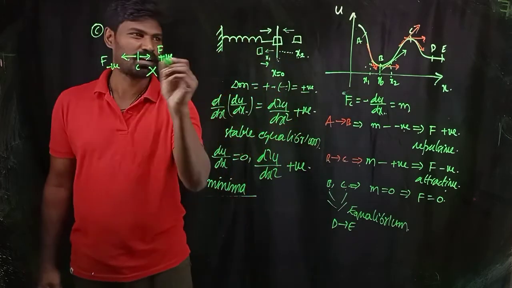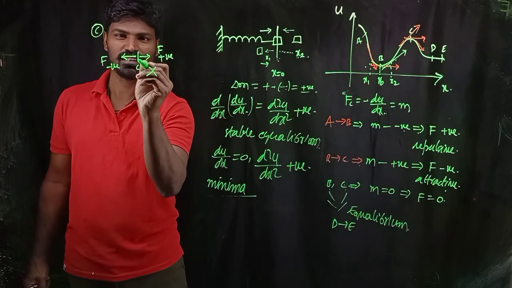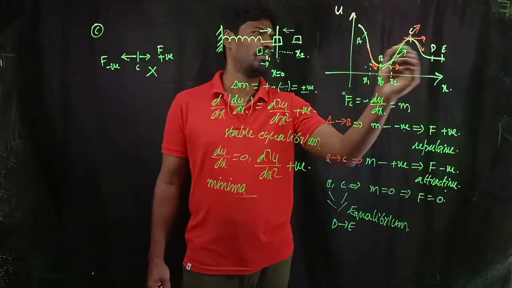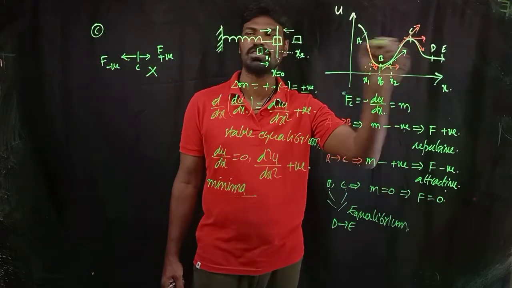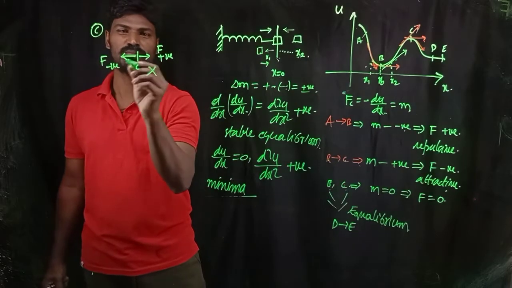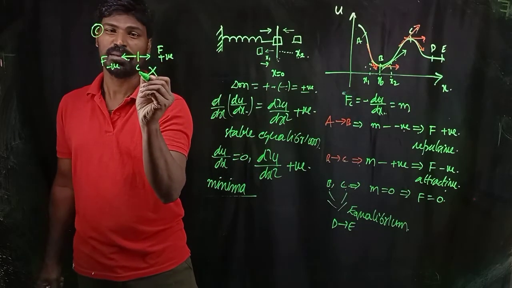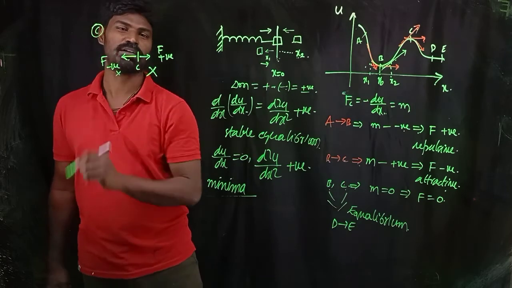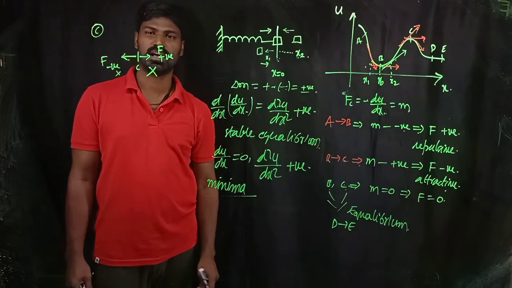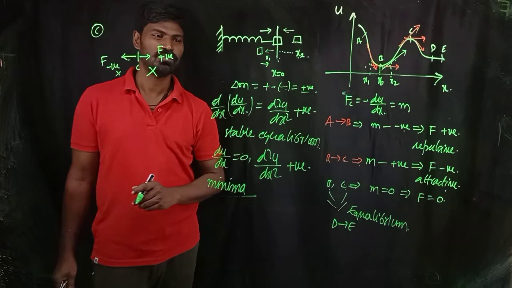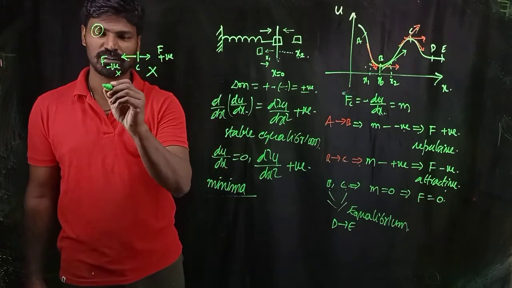But contrary to this situation, when the body is displaced to the left direction, slope is positive, which means force is negative. Here the force is negative, which means the force acting on the body is away from this equilibrium point C, because of which the body will not come back to its original or equilibrium position. That's why we call this point unstable equilibrium.